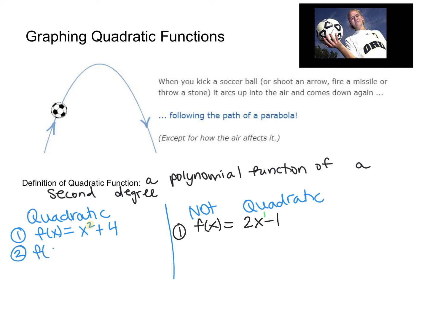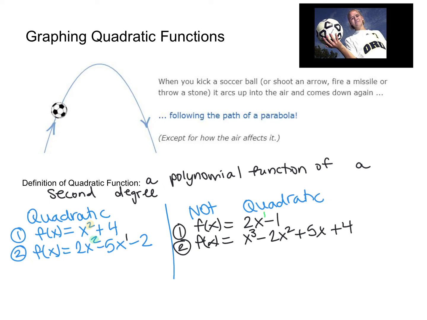All right. Now, another quadratic example would be 2x squared minus 5x minus 2. The reason why that's quadratic is because the highest degree is a 2. So the highest degree basically prevails as the one we look at, because the 5x has a degree of 1 itself, but the higher degree is the one that wins. So an example of what is not quadratic would be x cubed minus 2x squared plus 5x plus 4. And the reason why that would not be quadratic is because the highest degree is 3.